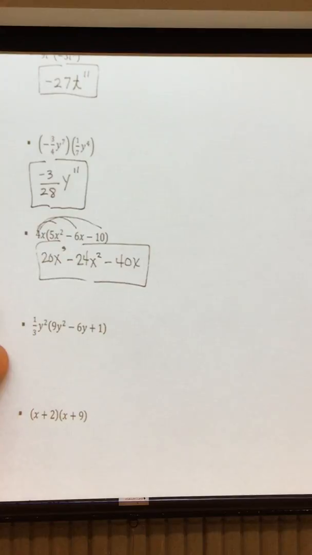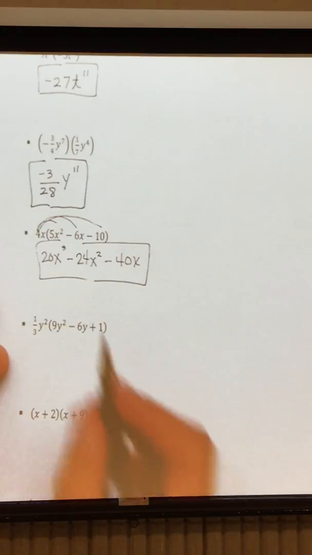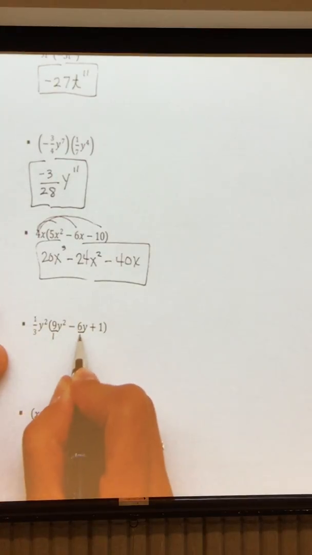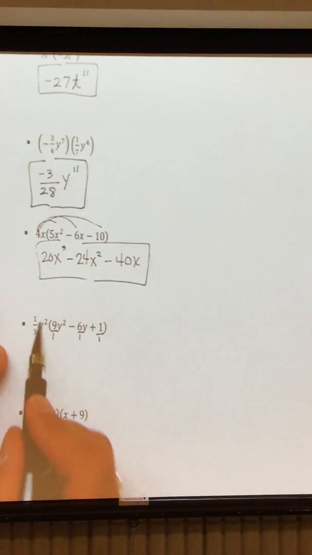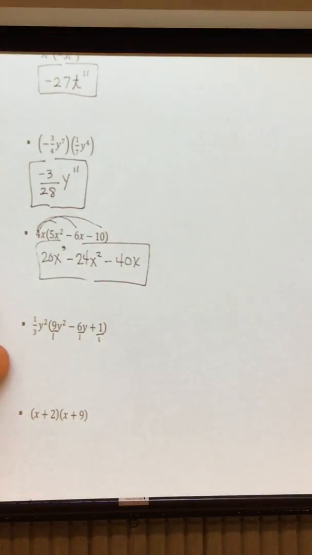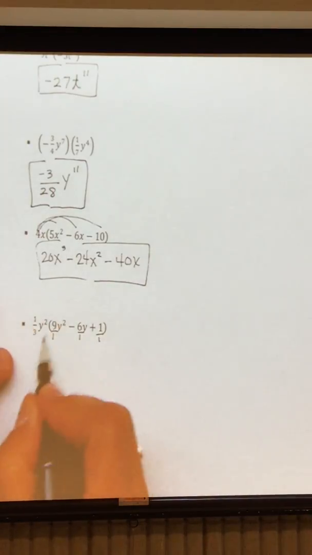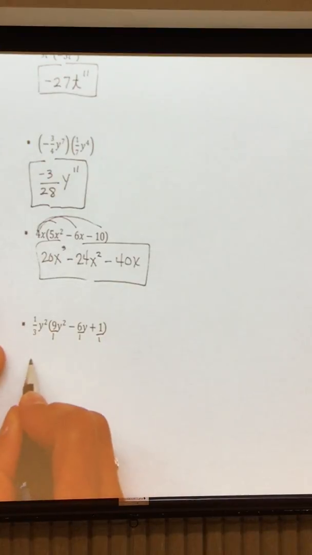Problem number 4. Here we have a fraction, which means you just multiply the numerators and multiply the denominators. It's understood to have a denominator of 1. So you have 1 times 9 over 3. 9 over 3 is just 3. 2 plus 2 is 4.